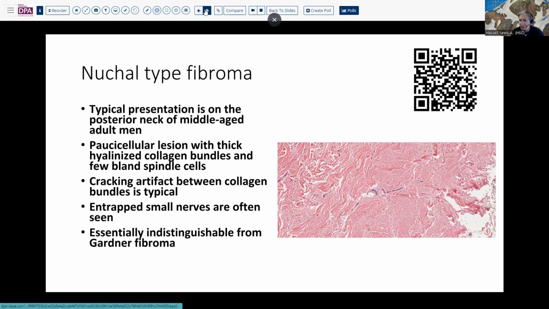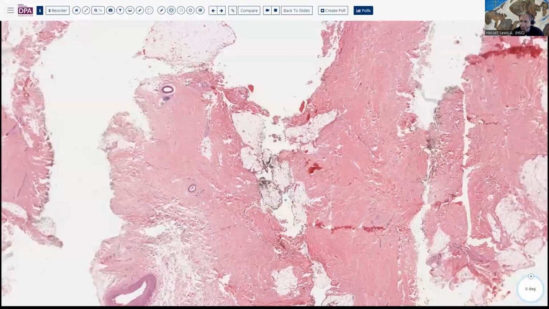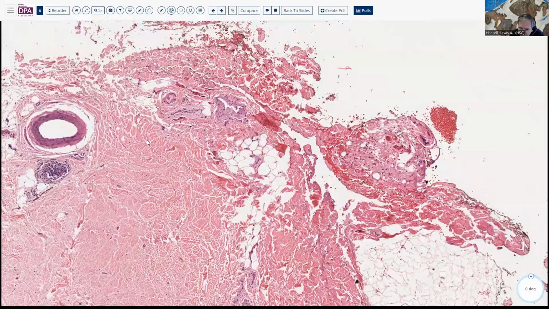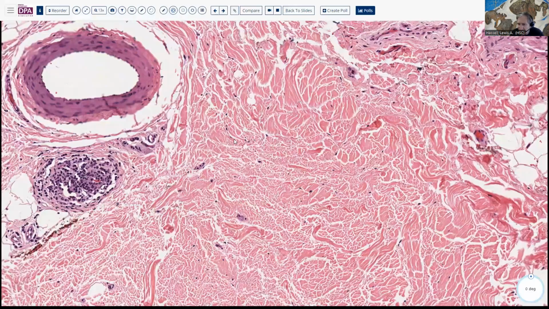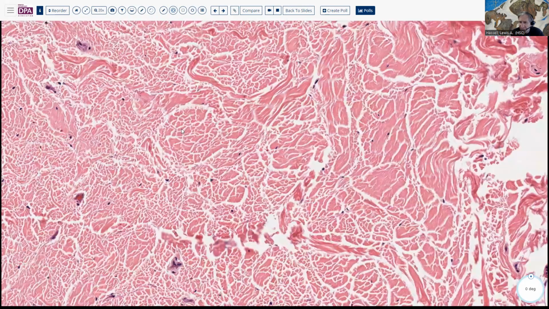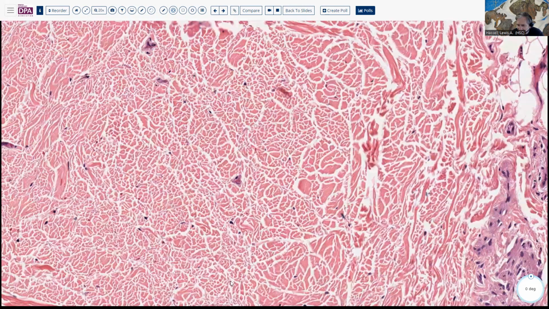And here's the digital slide to sort of indicate this. Here you see a few vessels. Do we have any entrapped nerves here? Well, there might be a little entrapped nerve right there. And here you see this very low cellularity collagenous tissue with a degree of cracking here. You can see this almost parched earth kind of pattern of cracking in between the collagen bundles that makes that characteristic change.